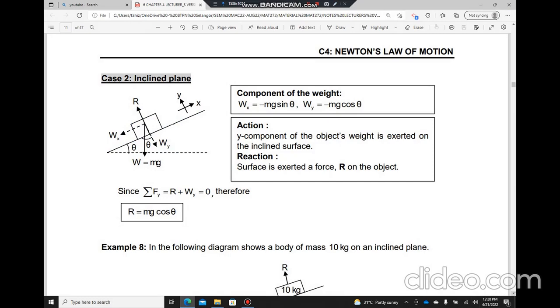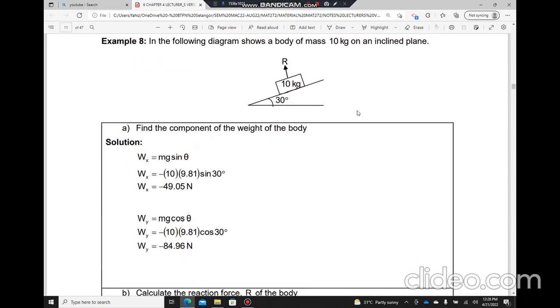Okay, so example 8. In the following diagram shows a body of mass 10 kg on an inclined plane. Kat sini awak nampak dia bagi mass is 10 kg and then kita ada theta equals to 30 degree and then kita ada R. Okay, so kalau saya lukis balik dekat sini, samalah dengan rajah tadi kan. Dia akan ada W equals to mg and then dekat sini R.